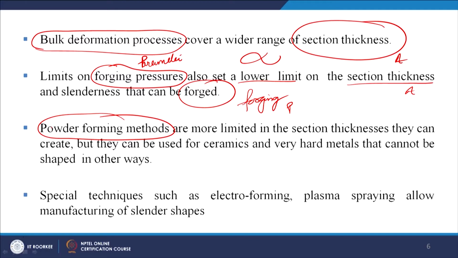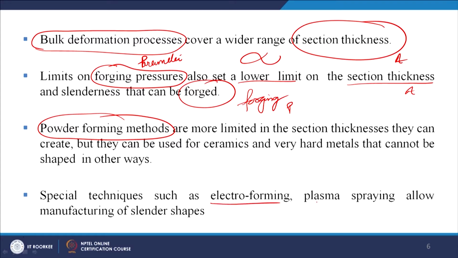So there are materials which you can first process into powder and then compact that powder to produce a particular shape. But the problem is with the section thickness that you can achieve with this powder processing method. That is one limitation, but if there is no other choice, then we have to use powder forming methods for making products out of these materials which are otherwise difficult to shape. Special techniques such as electroforming and plasma spraying allow manufacturing of slender shapes.